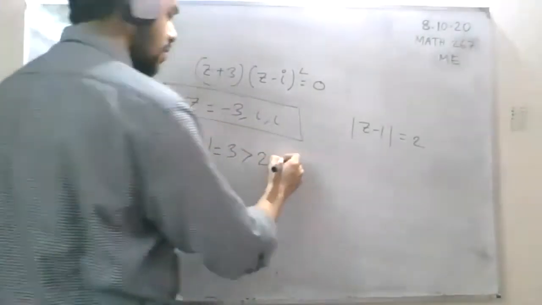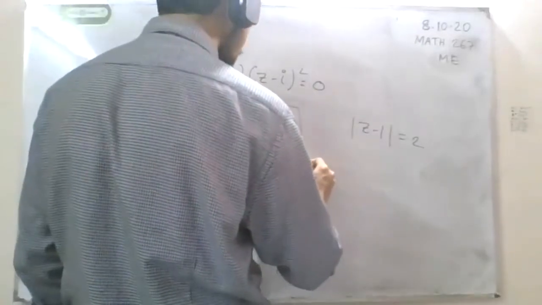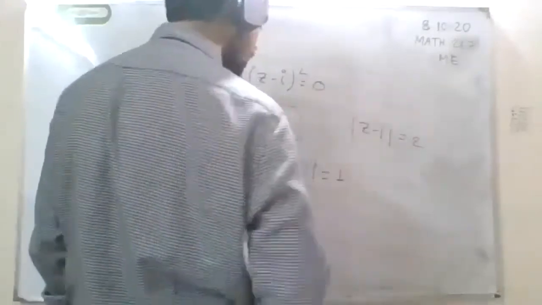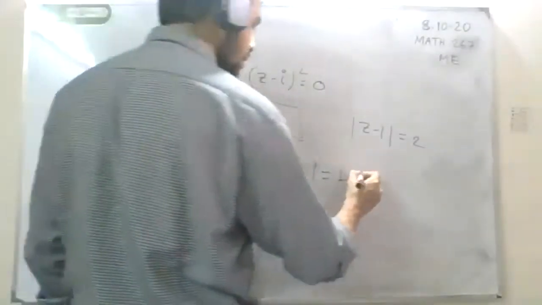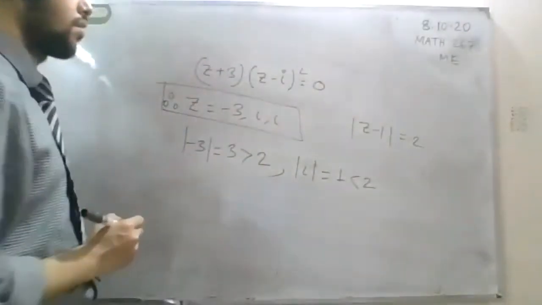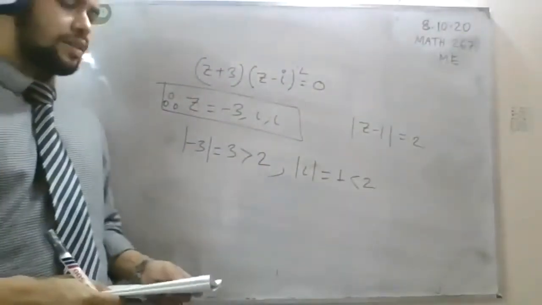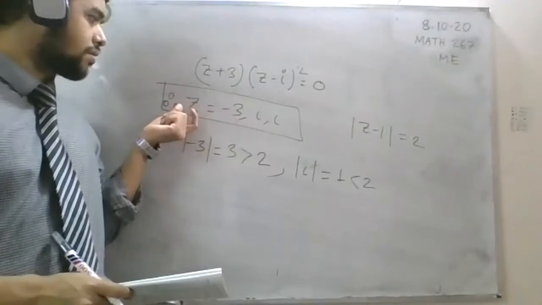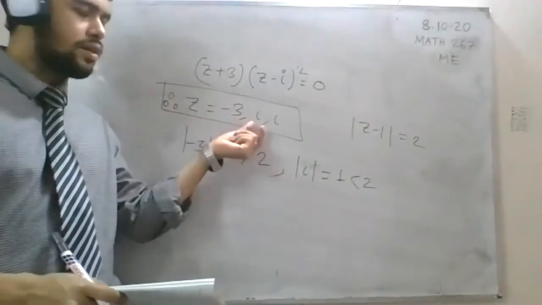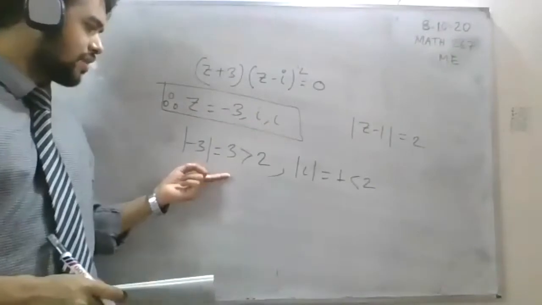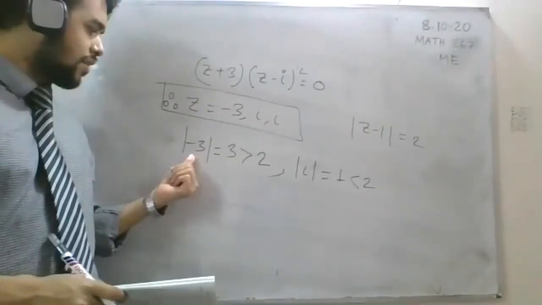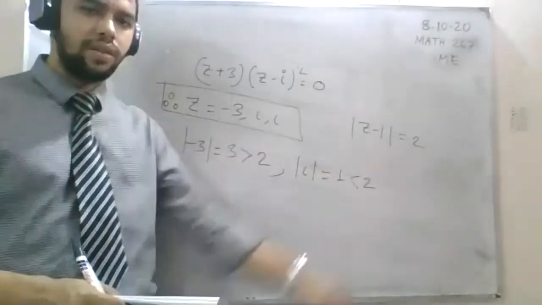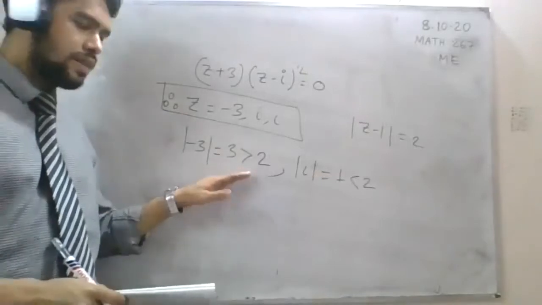And for i, if I take the modulus of i, it is equal to 1 and this is less than 2. So to find the residues of our given function, you only use z equals i. Minus 3 is not necessary, because the modulus of minus 3 is 3, which is greater than 2. So you have to ignore this part.